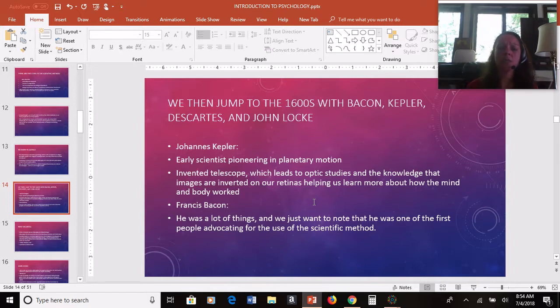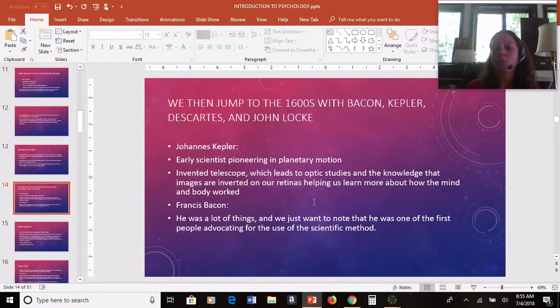So we got that early prehistory stuff out of the way, and now we're going to jump to the 1600s. This is really the beginning of the scientific revolution and the Enlightenment. We've got a few people to note here. Johannes Kepler was one of the first astronomers, the first person to study the sky. He actually invented the telescope, and that's what led Galileo and all those other cats to finding out everything that they knew about the universe.